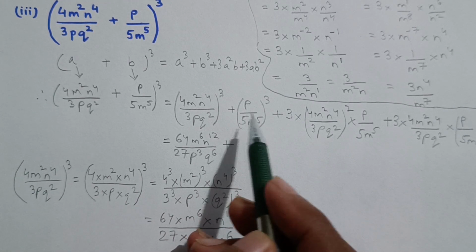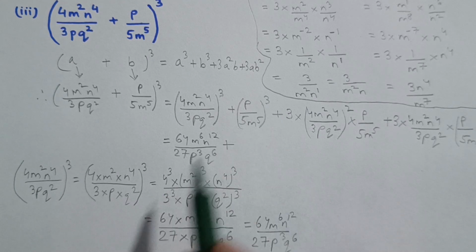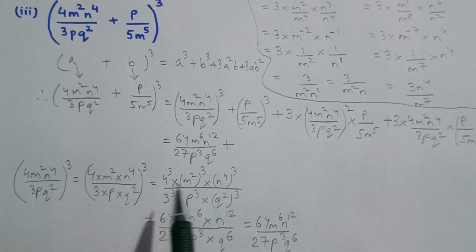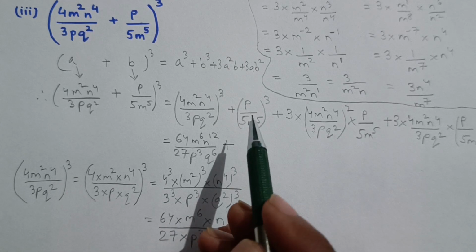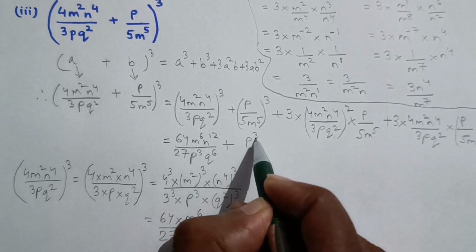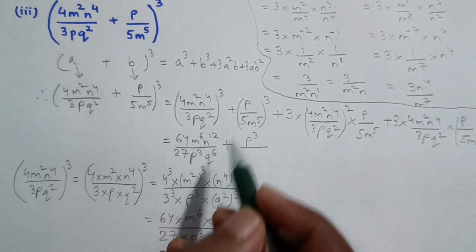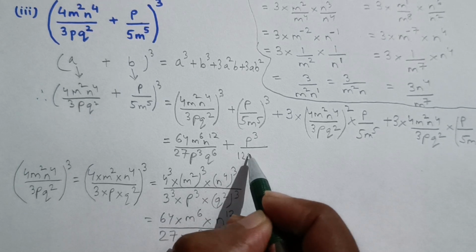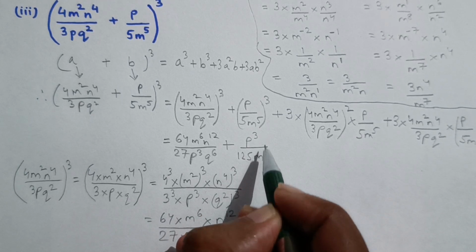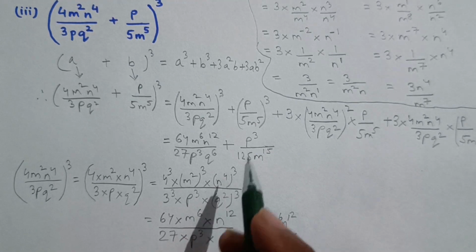Plus now p upon 5 m to the power 5 whole cube. You have to solve it in the same way that I have done this expression, and if you solve this, you will get the answer as p cube upon 5 cube. 5 cube is 125. So 125 m to the power 5 into 3 is 15. So m to the power 15.